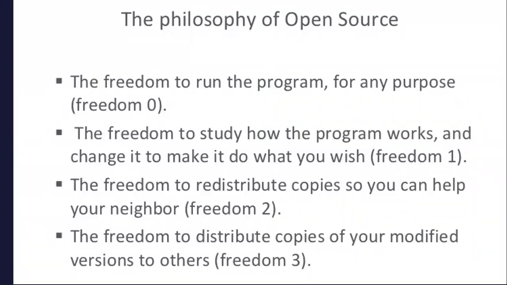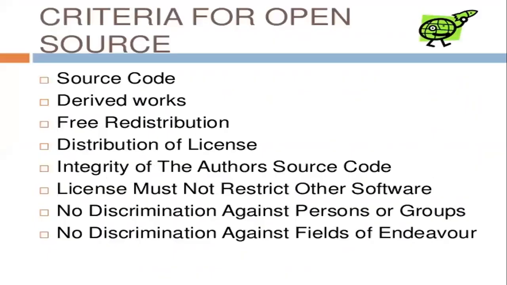Open source doesn't just mean to access the source code. The distribution terms of open source software must comply with certain criteria. We know that there are four freedoms given. Number one is freedom to run the program for any purpose. Next is to study how the program works and change it according to our wish. Third was to redistribute it so that we can help our neighbors. And the last one was to redistribute the modified version that we created. But there are certain criteria for open source.